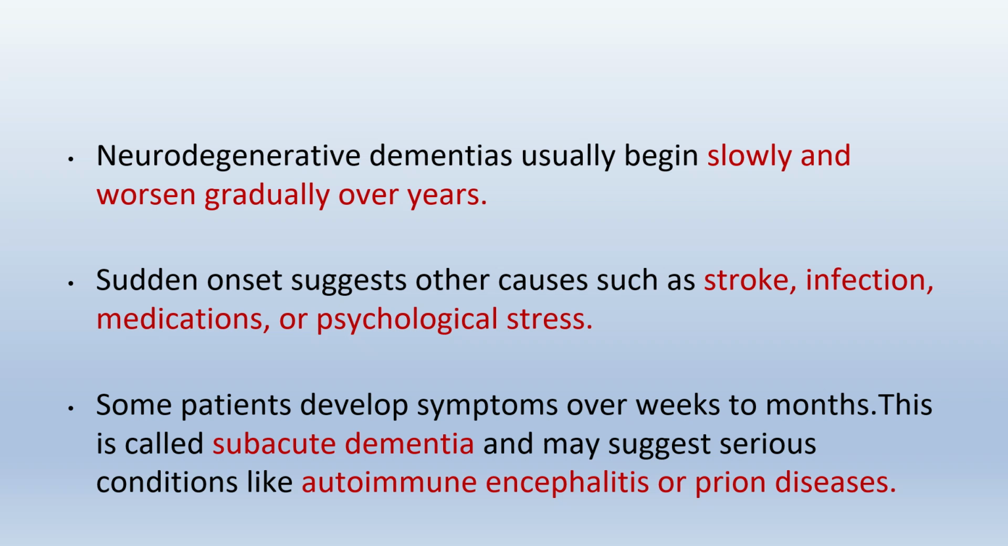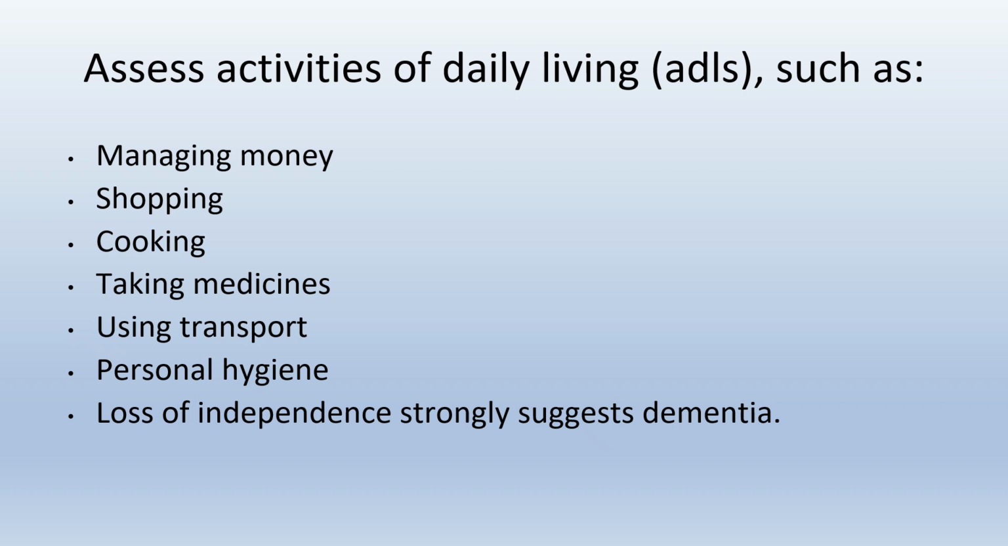Some patients develop symptoms over weeks to months. This is called subacute dementia and may suggest serious conditions like autoimmune encephalitis or prion diseases. Assess activities of daily living such as managing money, shopping, cooking, taking medicines, using transport, personal hygiene. Loss of independence strongly suggests that there is dementia.